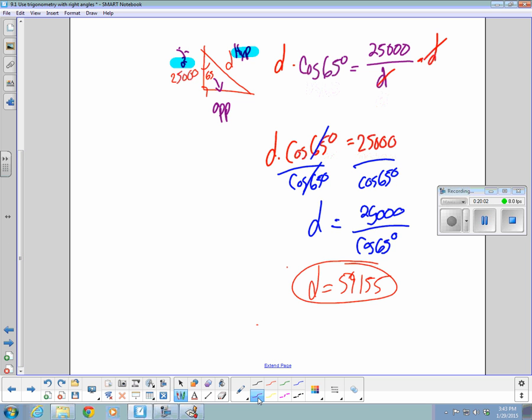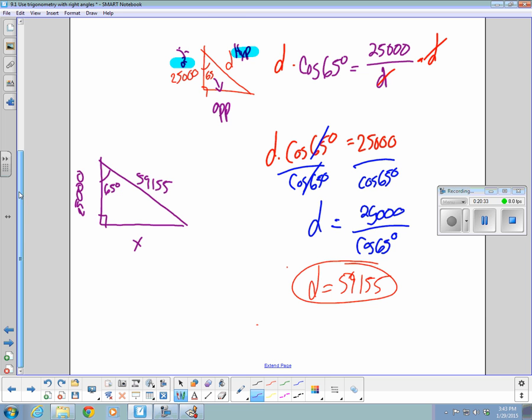All right, let me switch colors. I know you guys don't like that green. All right, so if I come over here like this, I know this distance is 59,155, and I know this distance is 25,000. This is a square, or that's a 90. This is 65 degrees, and then we want to know what this is. You could do Pythagorean's theorem. This squared plus this squared equals that squared.